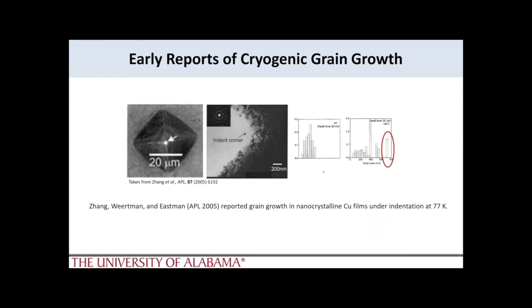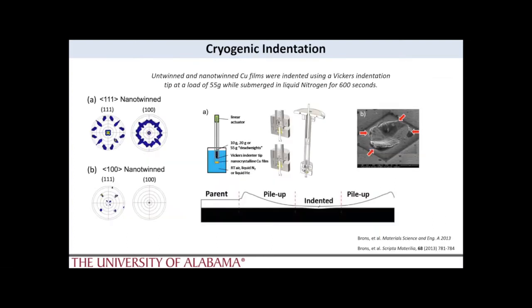But it really left the question: how does this occur? Because at cryogenic temperatures, we would assume the mobility for grain growth would be quite low. That said, working with my colleagues at Sandia National Lab, we began to do our own set of experiments. We made 3 types of copper films, one that was nanostructured and nanocrystalline, and 2 others that both had a high density of twins, but the film was oriented in either a 111 direction or a 100 direction. We took those films, submerged them in liquid nitrogen, used a custom-made indenter that you can see shown here, and then indented the sample.